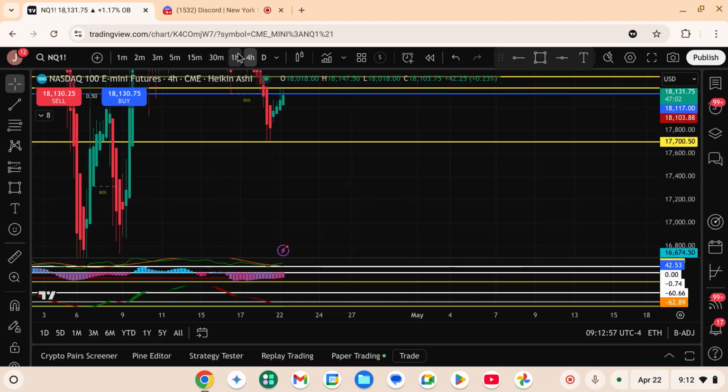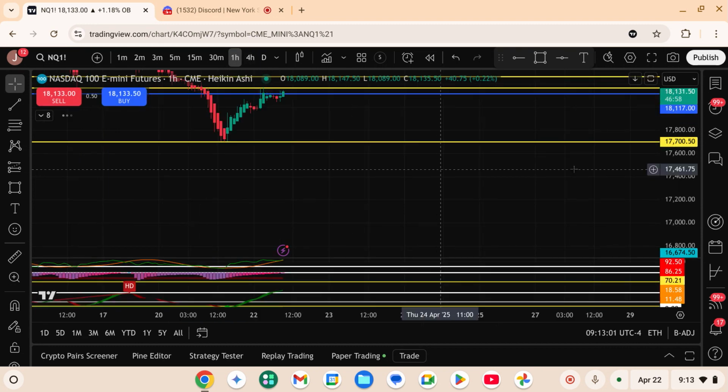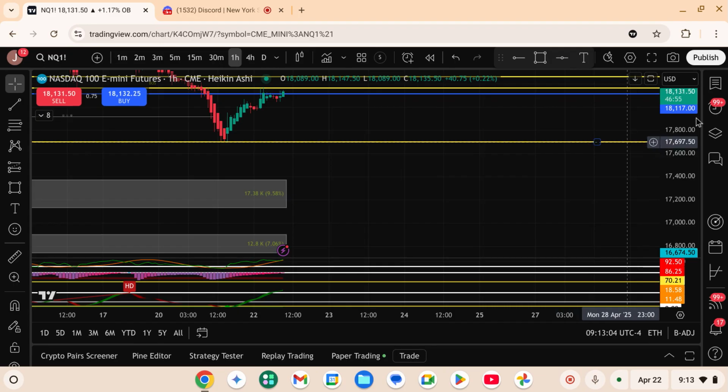I think that's where we had that 1500 point move. So that's a super strong area. So I'm going to leave that up there.